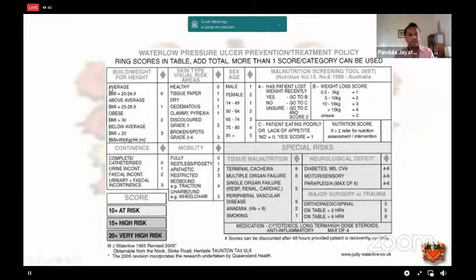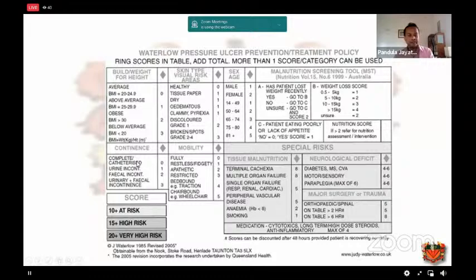So if you see on the upper left corner, you have the BMI. The higher the BMI, the patient is at risk of developing bed sores. So high BMI as well as low BMI. Then the patient's skin type, the age of the patient, and the sex of the patient. Females are at risk of developing pressure sores, and also malnutrition.